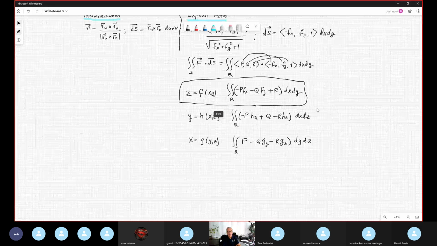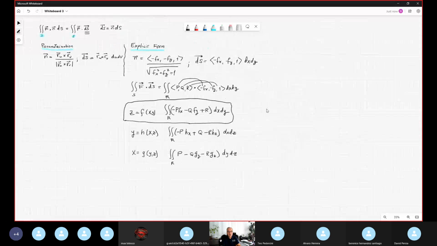Okay, don't be scared that we have too many formulas, because in real life we don't use all of them. You use the most important or the most useful. Now, suppose implicit. It's another possibility.